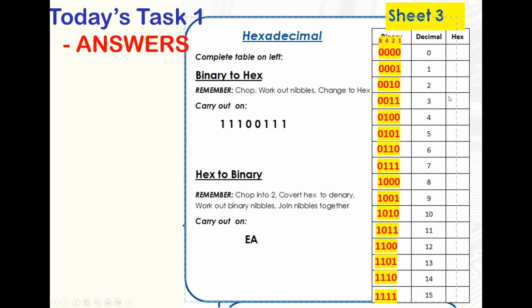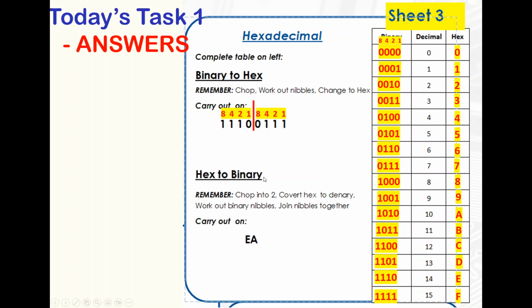Our hex numbers. Well, remember, it goes from 0 to 9, and then instead of 10, it goes A, B, C, D, E, F. In the exam, write it out. Just write out 0 to 9, A to F to remind yourself. Easy.